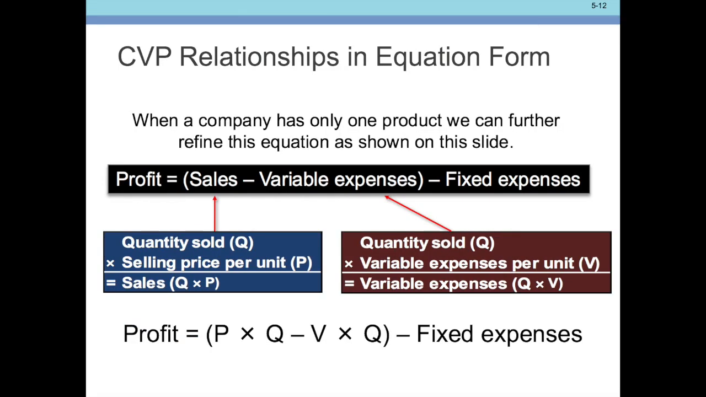But if we break that formula apart a little bit, we can see that sales is quantity sold times the selling price per unit. That's sales equals Q, quantity, times P, price. And of course variable expenses is quantity sold times variable expenses per unit. So profit equals P times Q minus V times Q minus fixed expenses. Well, this is just rearranging the numbers. We can look through the algebra a little bit too.